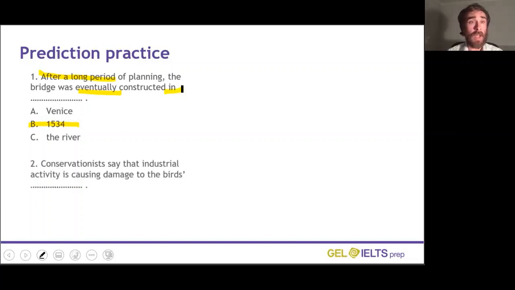2. Conservationists say that industrial activity is causing damage to birds. What would be a good prediction for this gap? A, habitat, B, home, or C, on Scary Island? Look at the next question below this video and choose the option which is the best prediction for this gap.